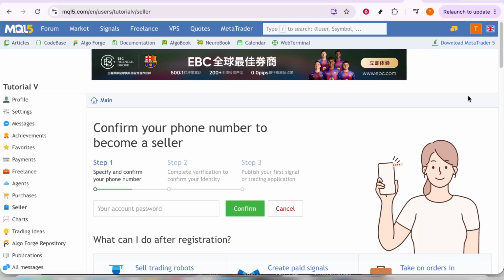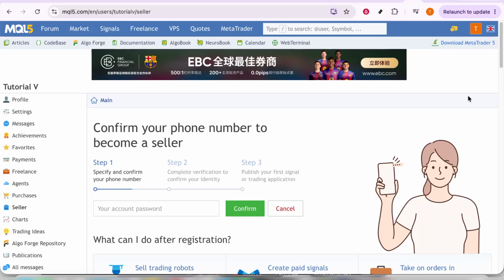The MQL5.community has specific requirements that your trading history must meet to publish a signal. These requirements are in place to maintain a high standard of quality and to ensure that subscribers are receiving reliable and effective signals. So, take some time to review your trading history closely. Ensure that you meet these criteria and make any necessary adjustments to your trading strategy if needed.